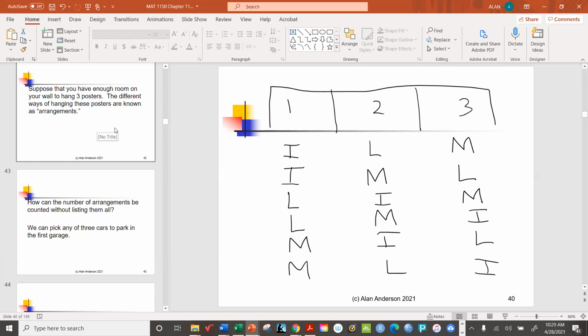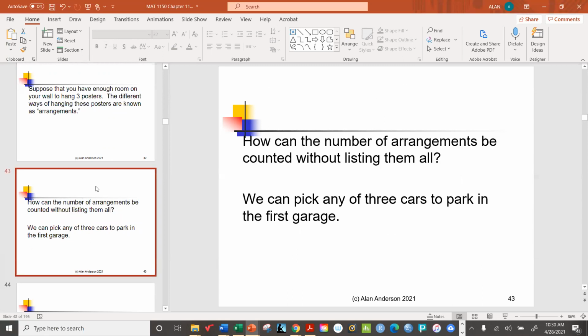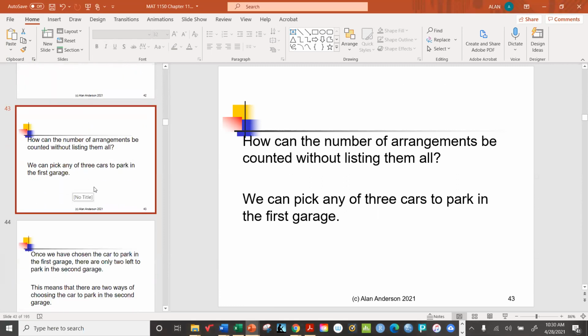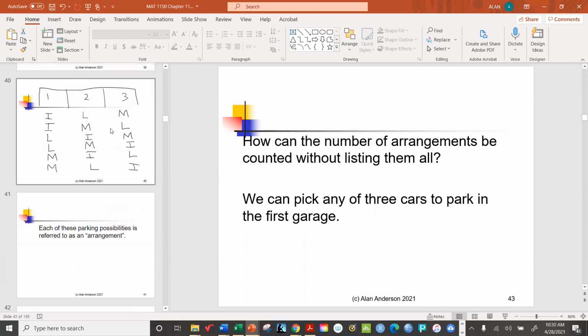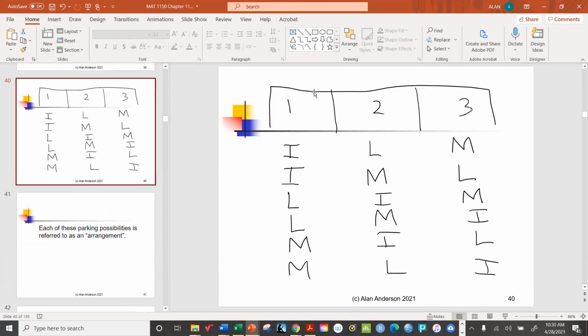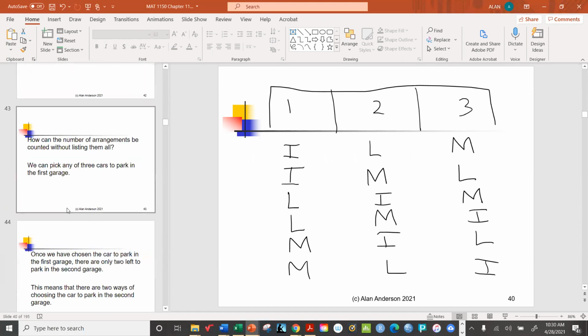Well, let's begin by thinking of ourselves. All 3 of our cars are outside. We want them all to be parked. But we have to make a decision how to park them. So for the first garage, there's 3 ways of making that decision. In other words, when all 3 are empty, for the first garage, I could potentially pick any one of those 3 cars.